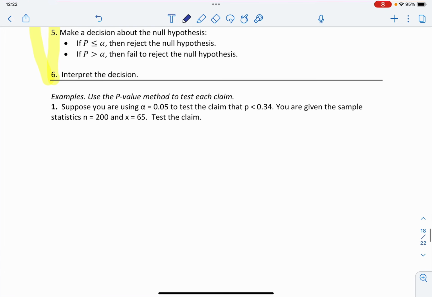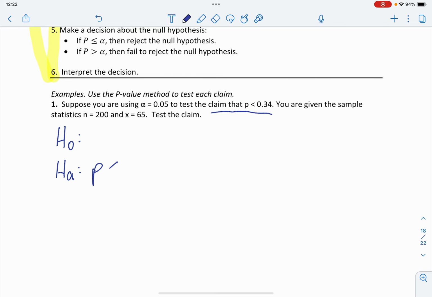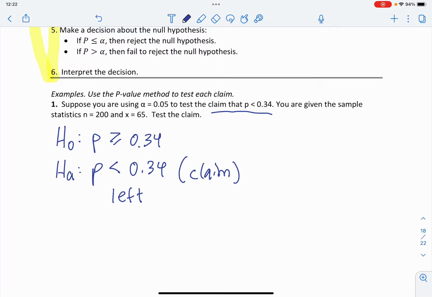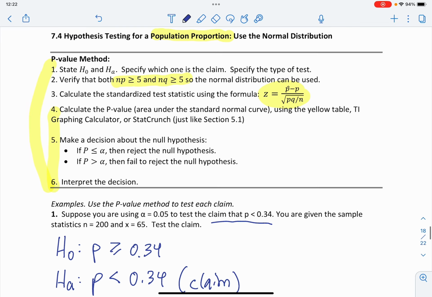First thing we need to do is write down the H0 and HA. We have a claim, and that's obviously an HA because it does not have equality. And then H0 will just be the opposite. This is a left-tailed test because of the less than on the HA. And that's our step 1. For step 2, that's when we do the verification.